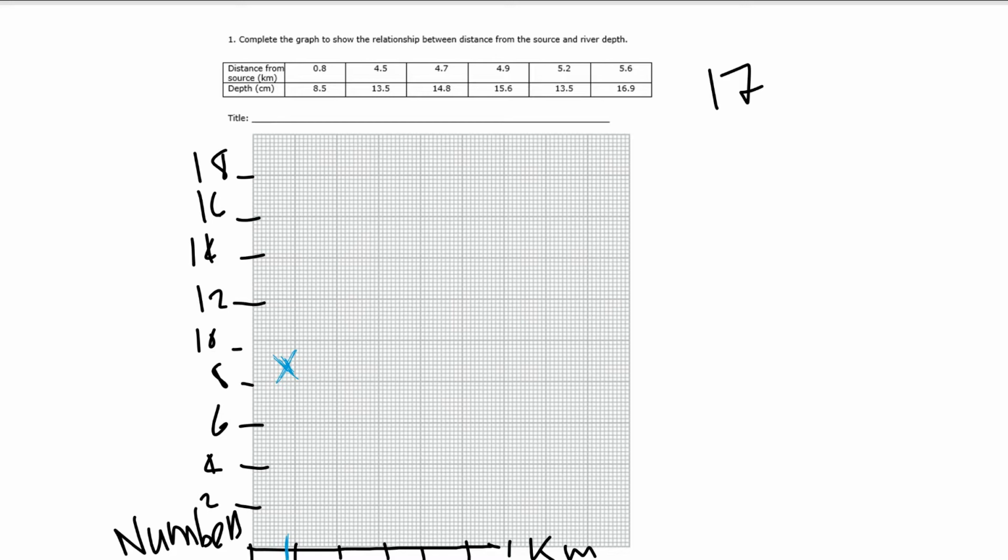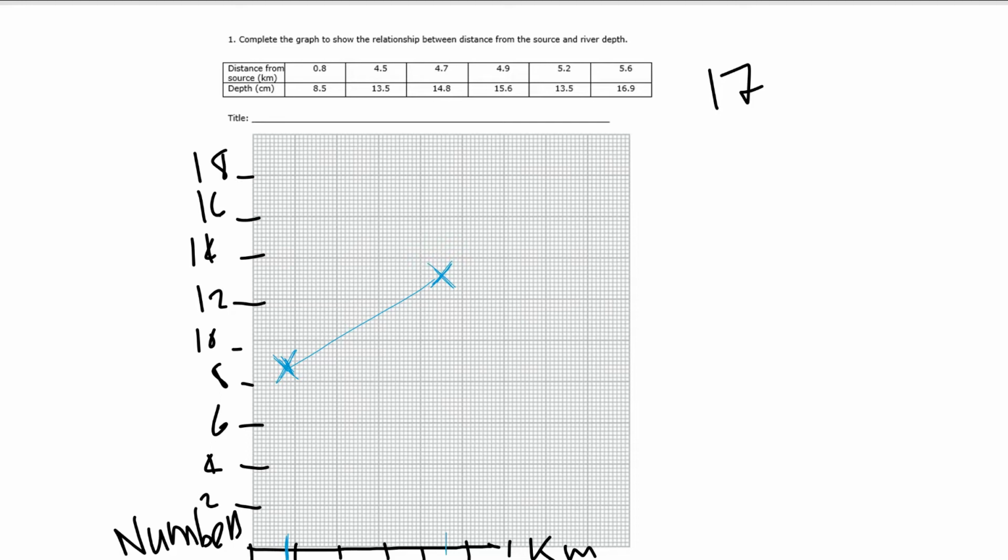Then the next one will be 4.5. So you're down at the bottom here at 0, 1, 2, 3, 4. So 4.5 halfway across, and again you're coming up there and you're going to plot that from here, 13.5, and again you will need to be much more precise than I am. So you'll go through there and you will plot on all of your points like that. And you can either just leave it like that as a scatter graph, or you can join the points with a line. Then the final thing you'll need here is your title.